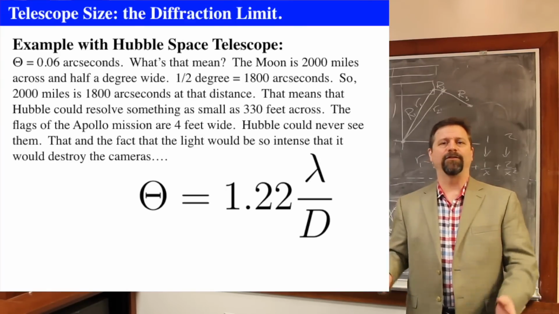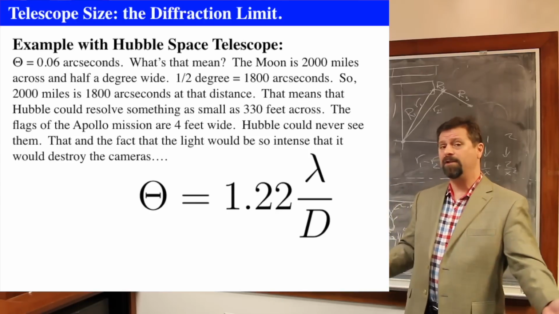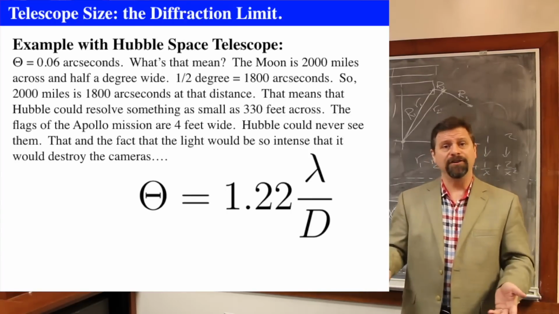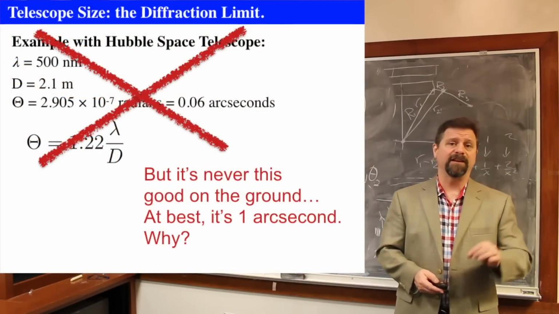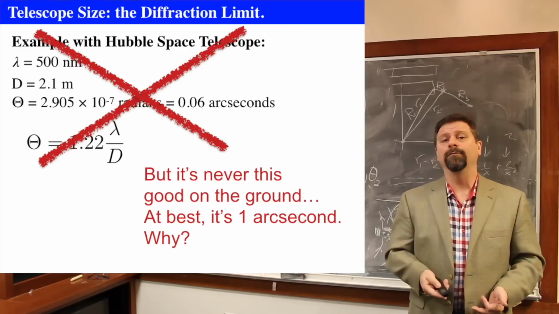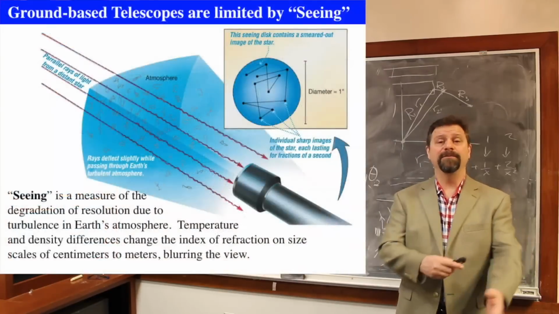All right, and what's even worse is that there are 2-meter telescopes on the ground, right? You can build a 2-meter diameter telescope on the ground and point it at things, but you will never get 0.06 arc seconds on the ground. That's because at best on the ground, we get about 1 arc second. And why is that? It's because we've got the air.